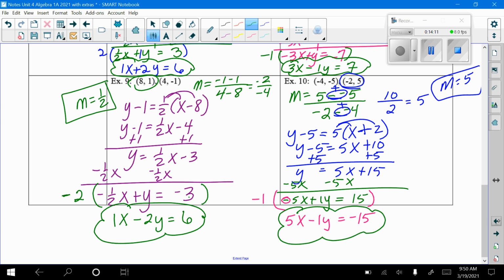So point slope to standard form. We can also go from point slope to slope intercept form, which is what we've been practicing prior to this.